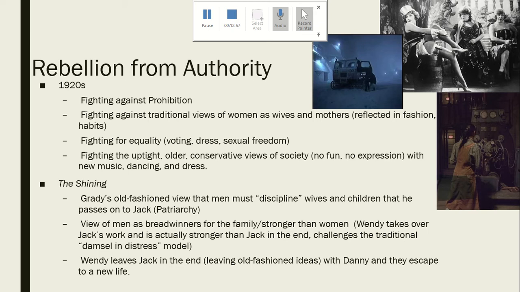And in The Shining, you can see just as much rebellion in this. There's a fight fought by Wendy and Danny against the patriarchy and Grady's old-fashioned view that men must discipline their wives and children, which is the idea that Grady passed on to Jack in the bathroom, and this is the reason why Jack tries to murder his family.